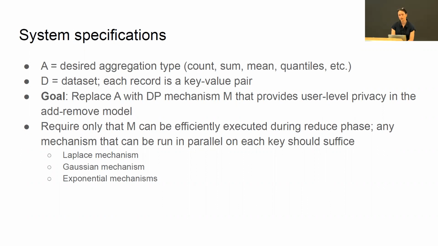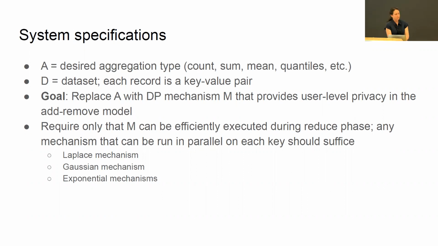And our goal is to apply a mechanism M, providing user-level privacy in the add-remove model. So you can think of M as the Laplace mechanism for simplicity, but it can really be any mechanism that can be run in parallel on each key of the data set. In Plume's current iteration, we have Laplace, we have Gaussian, and we have some exponential mechanisms.